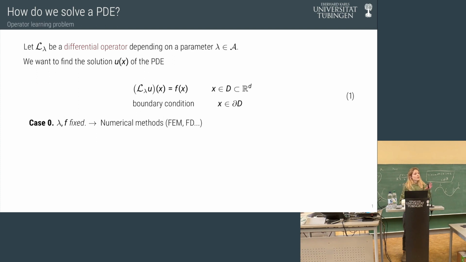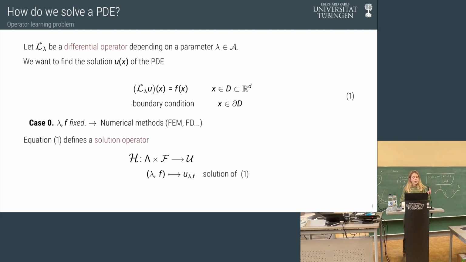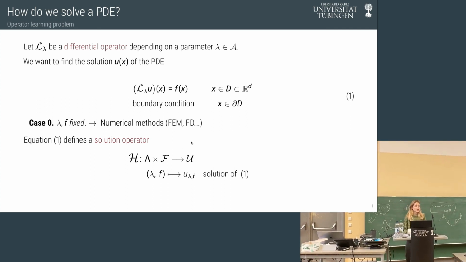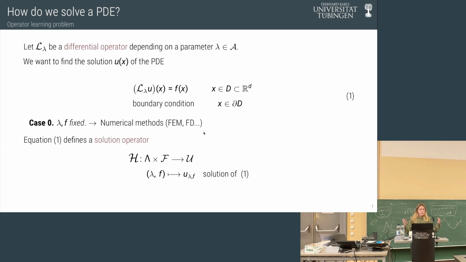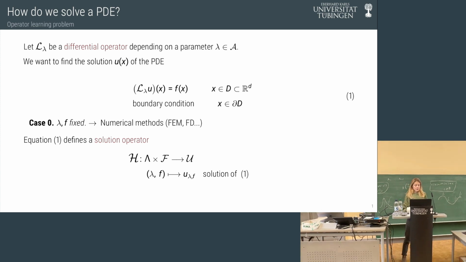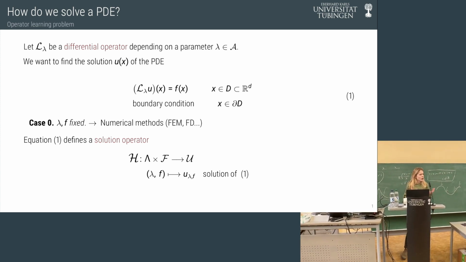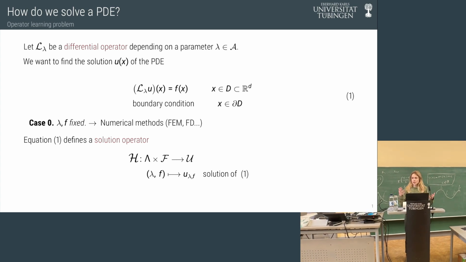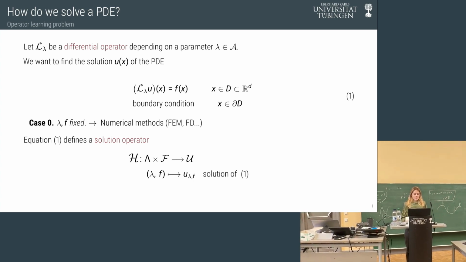But we can think of this problem on a level of abstraction above, and think of an operator that maps lambda and f to the solution of the PDE. So this is a map that takes two objects or functions, lambda and f, and outputs the solution of this PDE. Of course, this is a more complex object because it's a map between potentially infinite dimensional spaces.